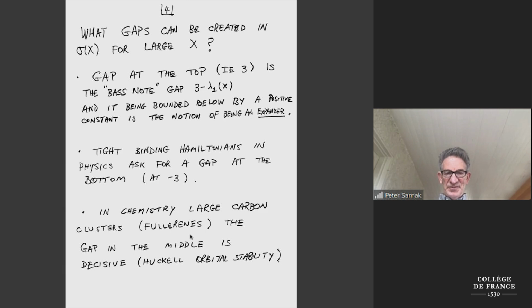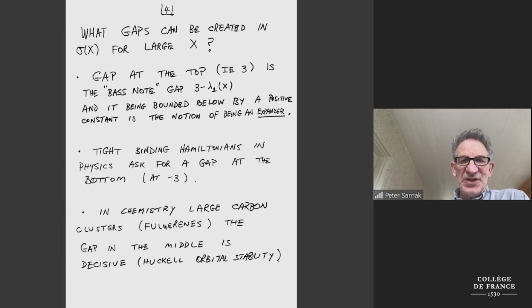So the gap, which divides the top eigenvalues from the bottom eigenvalues, was first introduced by Huckel in orbital stability. But in any event, it's played a big role. I don't know how important it is decisively at this point in chemistry, but mathematically, it's a fantastic question.